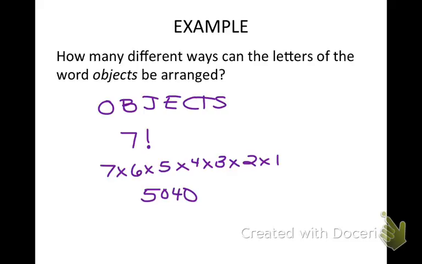5,040? So that means you have 5,040 different ways that you could rearrange the word objects.